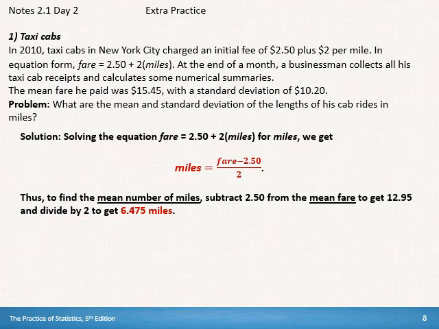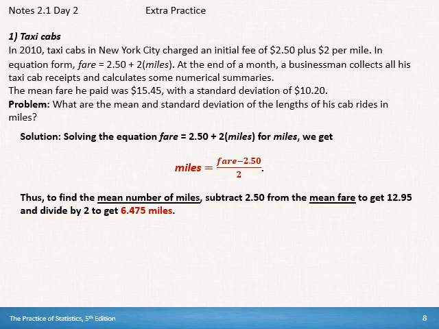So to get the mean number of miles, when you add or subtract and when you multiply and divide, both of those things affect the mean. The mean gets affected by both adding and subtracting, but also multiplying and dividing. So we have to look at both of these things. So for the mean number of miles, we would subtract $2.50 from the mean fare. Remember that mean fare was $15.45. We subtract $2.50 from that, and we will get $12.95. And then we do one more thing, we divide by 2. So that gives us the mean number of miles is 6.475. That is the mean number of miles.